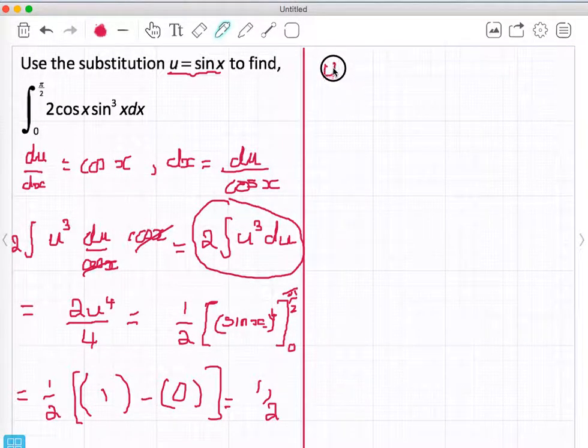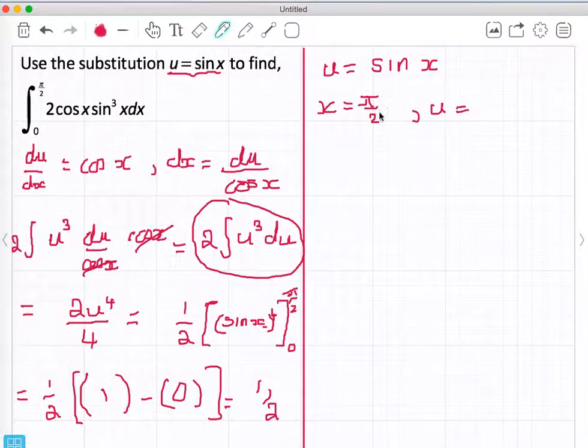So if u equals sine x, one of the limits is x equals pi over 2, and if I put that into there, u will be 1. The other limit is when x equals 0, and when I put 0 into there, I get 0 out. So what I've done is I've actually worked out the new limits, but they're u limits.